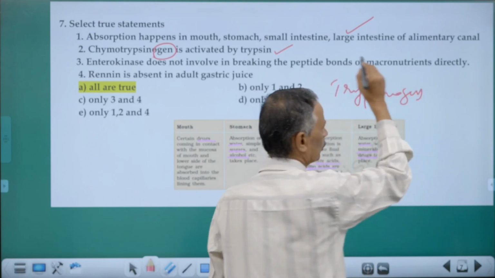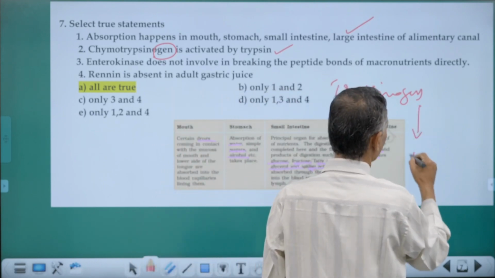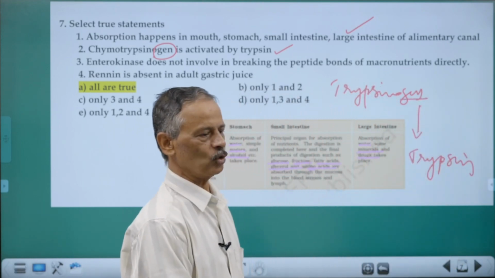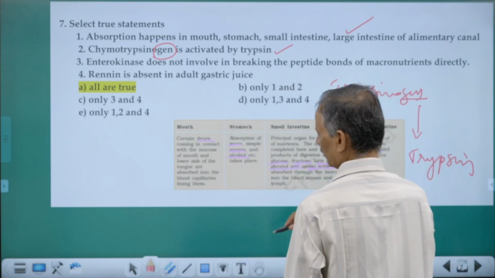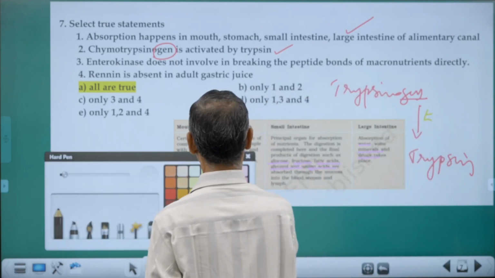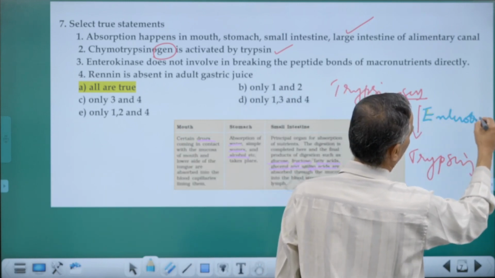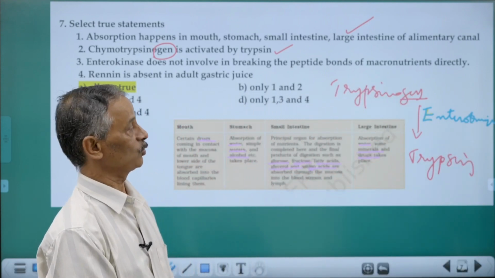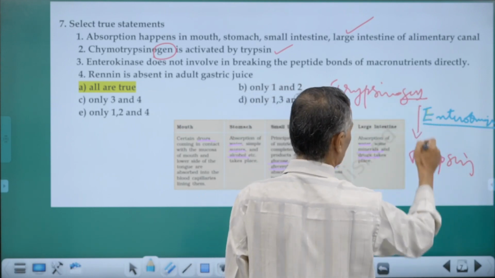Trypsinogen is an important enzyme of pancreatic secretion. Trypsinogen is converted into active trypsin. Trypsinogen is a gen, an inactive proenzyme, and this is converted to trypsin with the help of the enzyme enterokinase. Enterokinase is present in the succus entericus, intestinal juice. This is only an activating enzyme. It will activate trypsinogen to trypsin.